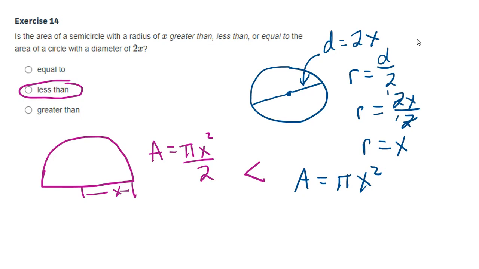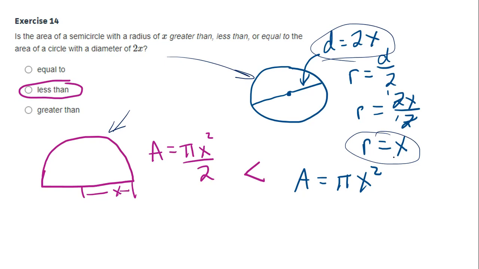Number 14 is the area of a semicircle with radius x. So here's my semicircle with radius x, greater than, less than, or equal to the area of a circle with diameter 2x. So here's my circle with a diameter of 2x, which means my radius is just x. And if I want to calculate the area, I put x into my formula. So area equals pi times x squared.